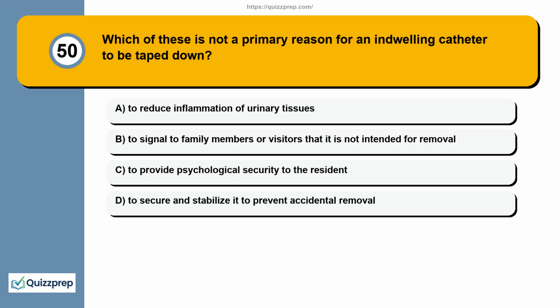Question 50. Which of these is not a primary reason for an indwelling catheter to be taped down? To reduce inflammation of urinary tissues. To signal to family members or visitors that it is not intended for removal. To provide psychological security to the resident. To secure and stabilize it to prevent accidental removal.